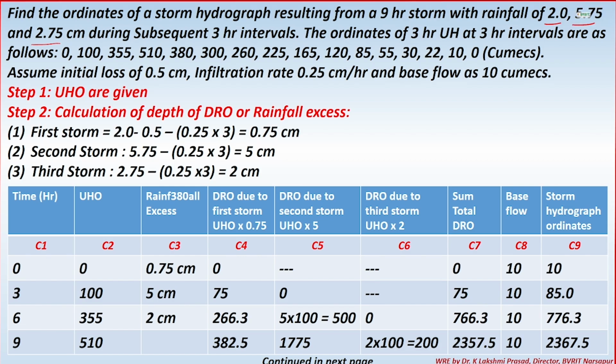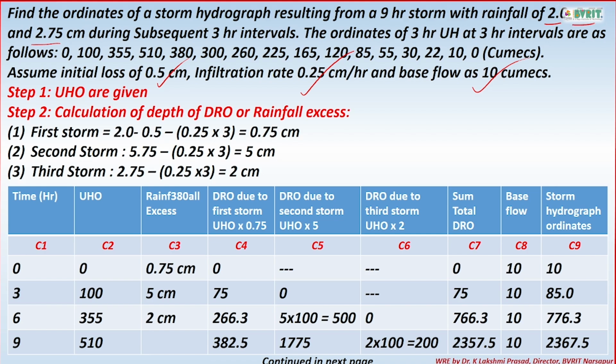So this you should remember by the first sentence. Second, ordinates of the unit hydrograph are given actually at 3 hour interval. Fine, no issues. Then assume initial loss 0.5. This is very important. Then infiltration rate also he has given and base flow also given. Now everything has come. You need to find out effective rainfall. You need to find out basically the flood hydrograph also. So complete problem is this.